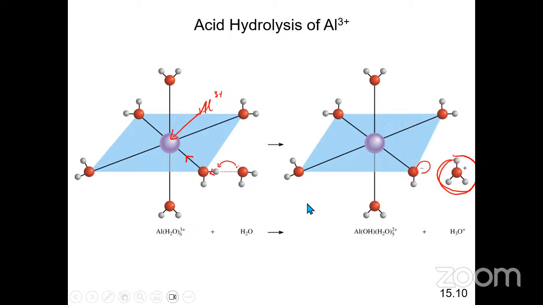Okay, so that's what happens in the case of a situation where you have a small positively charged ion in an aqueous solution in combination with a stable anion, right? In this case, it's the aluminum ion that will result in an acidic solution, basically, according to the mechanism shown here.